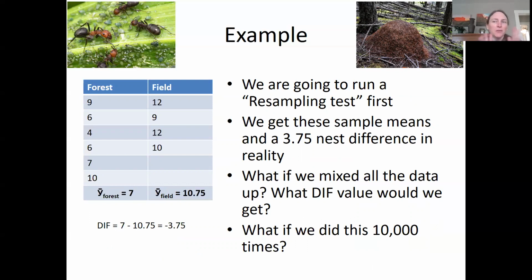Then we're going to shuffle. We're going to mix up all the data between the forest and the field, and we're going to recalculate the means and recalculate the difference value. And we're going to do this not just a few times. We're going to do this 10,000 times. And this is how a resampling test works. We have our mean, we have our difference. We're going to shuffle the data, recalculate the means, recalculate the difference, and do it 10,000 times to create a distribution of 10,000 possible random differences in terms of the numbers of ant mounds on average between forests and fields.